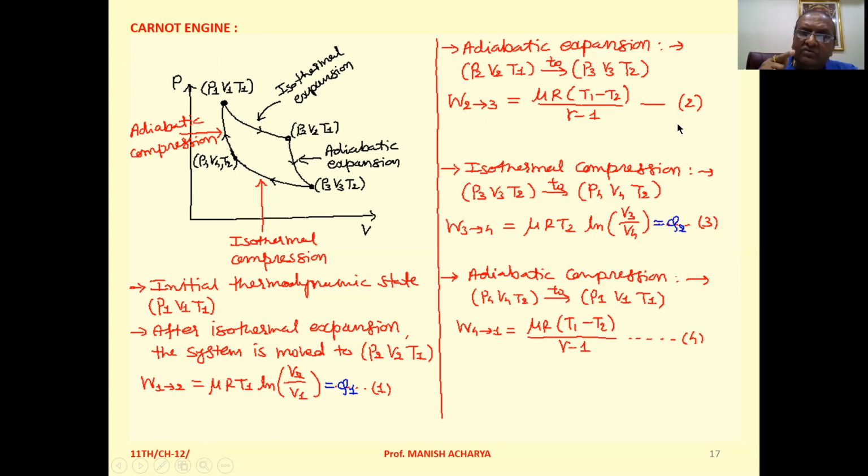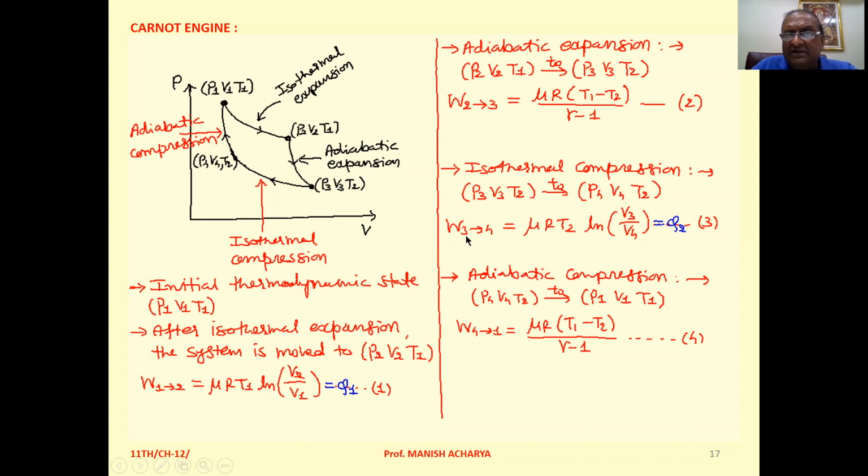Now we have to think about the cyclic process. So now we have done expansion twice, so to go back to the initial thermodynamic state, we will have to do compression twice. So the third process is isothermal compression. Now, keeping temperature constant, the system moves from thermodynamic state 3 to thermodynamic state 4. So the pressure changes from P3 to P4, volume changes from V3 to V4, and temperature remains constant at T2.